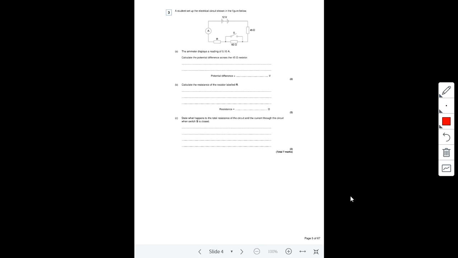Okay, now see this. Is it 4.5 volts? Okay, let me check that. So what's your answer? 4.5? Yes, that's correct.